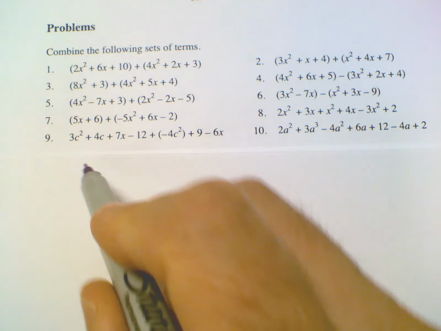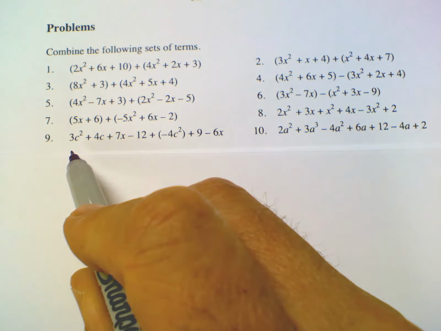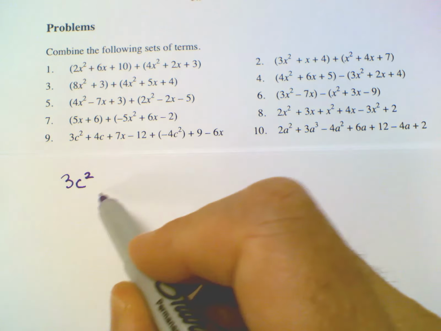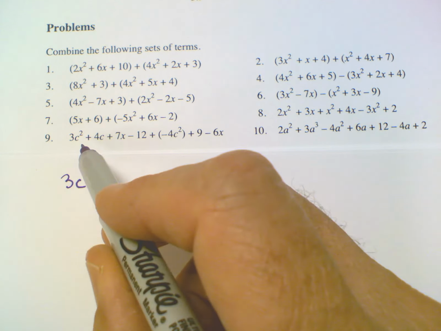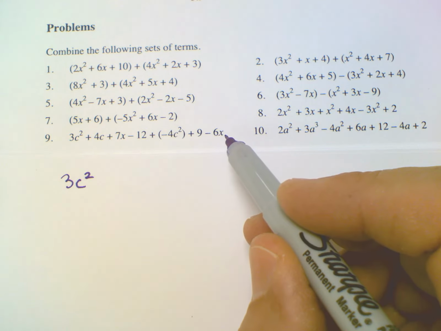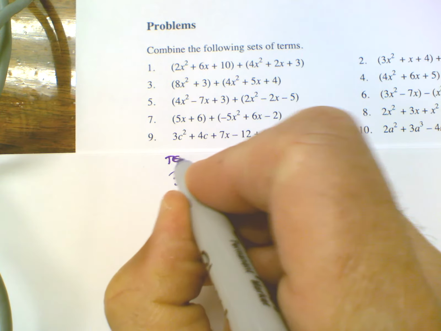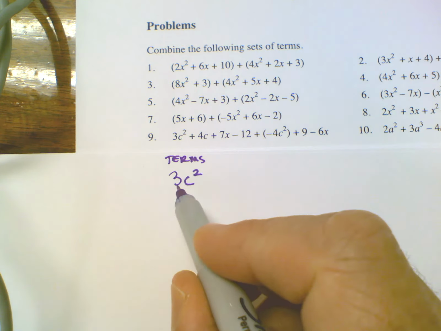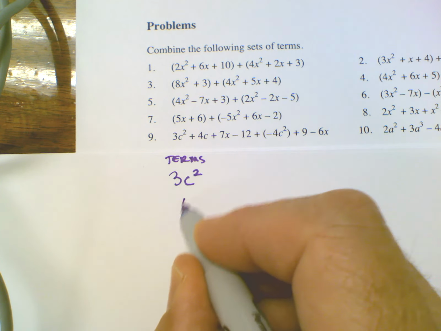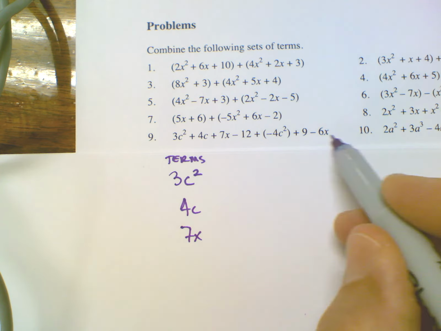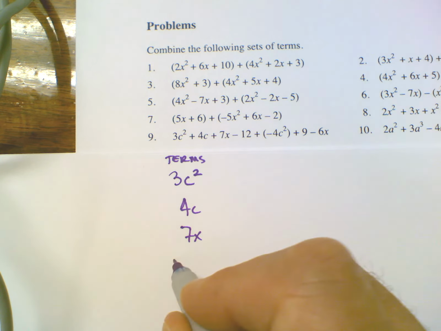Number 9, we're looking for like terms, right? Just a reminder, 3c squared is a term. The terms are all separated by addition and subtraction. If I was going to write out all my terms, I'd have 3c squared, a 4c, and a 7x. These are all the terms listed in this expression. Now careful here, I have a negative 12.